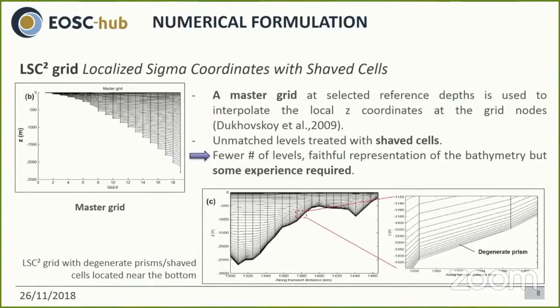The second type of vertical system available is the LSC2 grid, which means localized sigma coordinate with shaved cells. Each grid node has its own number of levels, and the mismatch of number of levels between adjacent nodes is corrected with shaved cells near the bottom. This vertical system can be designed by creating a master grid at selected reference steps and then using it to template the local Z coordinates at the grid nodes. It allows a faithful representation of the bathymetry, avoiding any pretreatment on it, but it requires some experience. For beginners, it is more convenient to start with the SZ grid.